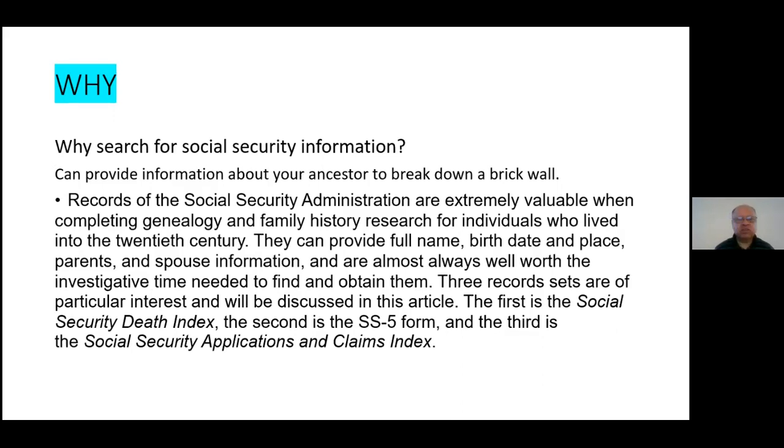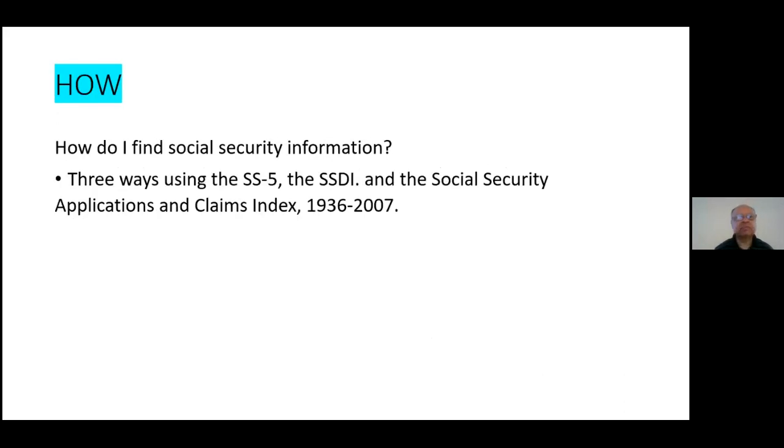Now, there are 3 sets of records of particular interest. And the first is the Social Security Death Index. The second is the SS5 or the application. And the third is the Social Security Application and Claims Index. So these are the 3 ways to find Social Security information. Those are the 3 tools.